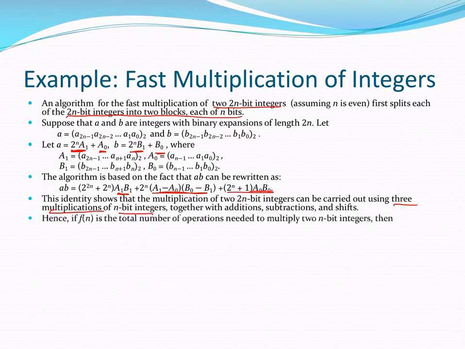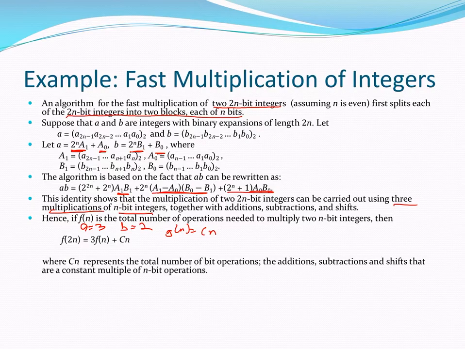So f of n is my total number of operations needed. I'm going to have a is equal to 3. b is equal to 2, but I show it going from 2n down to n, and then g of n equals c times n, some constant times n. All right, well, this is kind of just thrown at you, so let's derive that.